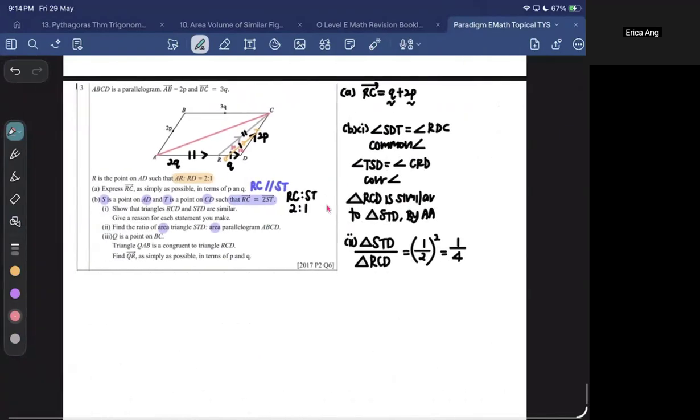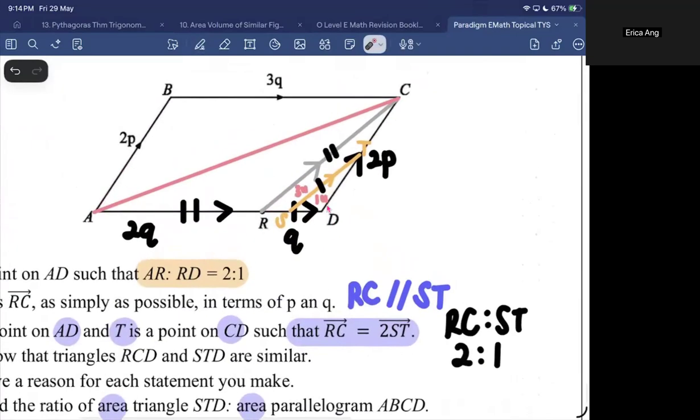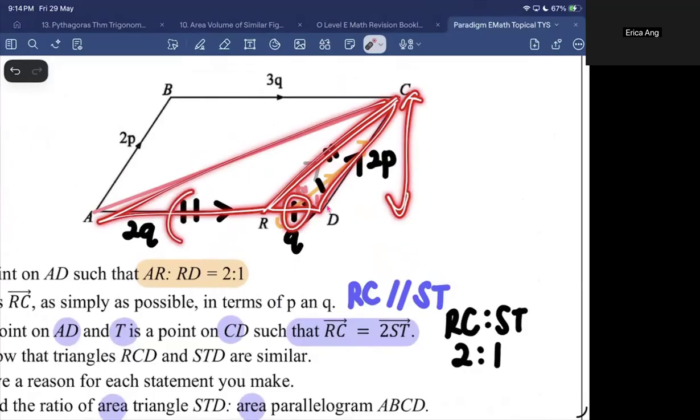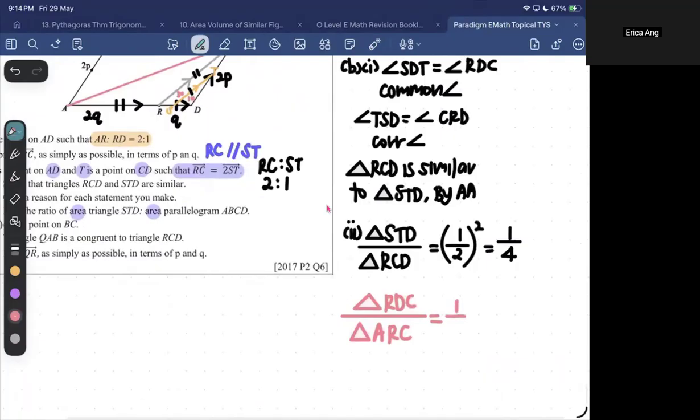So when I do half my parallelogram, what am I comparing? I'm comparing triangle RDC to triangle ARC. So wait, where is this? RDC is here, then ARC is this one. Can you see they are side by side or not? So common height, right? So their length ratio is 1 is to 2. So that means their area ratio is also 1 is to 2.